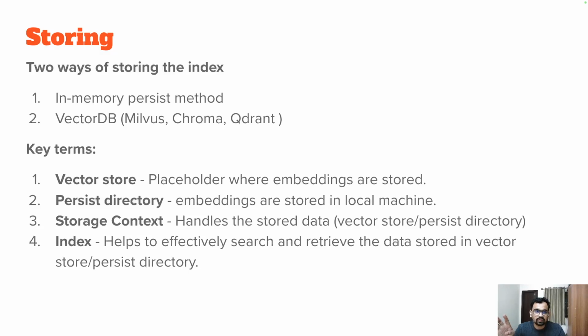Okay, there are four terms which I want you to remember so that it will be easier during the code: vector store, persist directory, storage context, and index. Vector store is a placeholder where we'll be storing the embeddings. Persist directory is a folder on your local machine where you will be storing both the data and your embeddings. And the storage context handles the stored data, meaning you have the data stored in your storage folder or vector DB. We have to retrieve that data and use it for further processing. This is handled by the storage context. It handles the data stored in your folder.